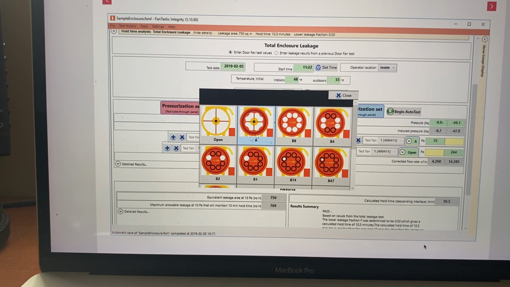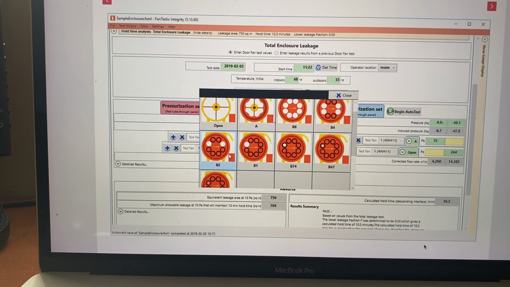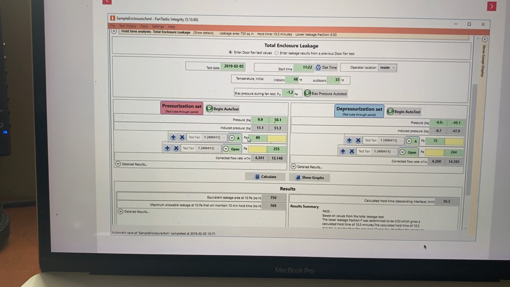This drop down can be selected or can be clicked, and the range can be changed. So we were on range A. The fan pressure, the second line on the gauge, was showing 89 Pascal. 89 Pascal at 9.9 Pascal of enclosure pressure is going to give us a calculated flow rate.